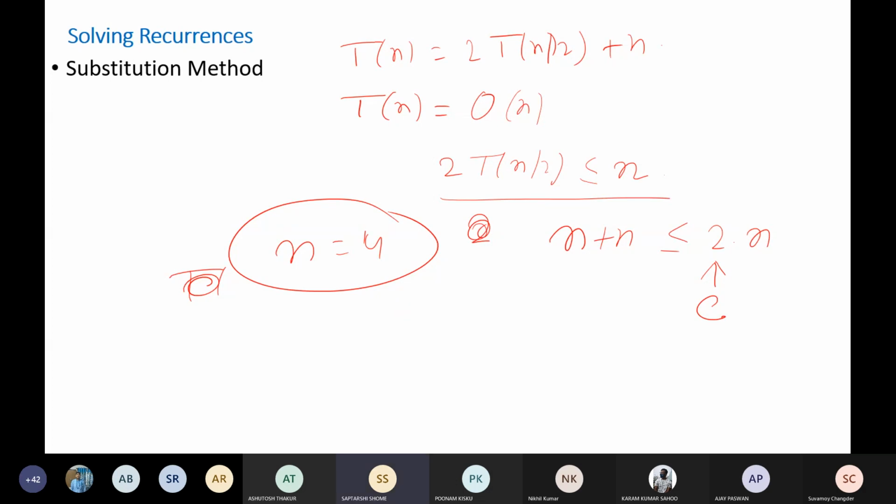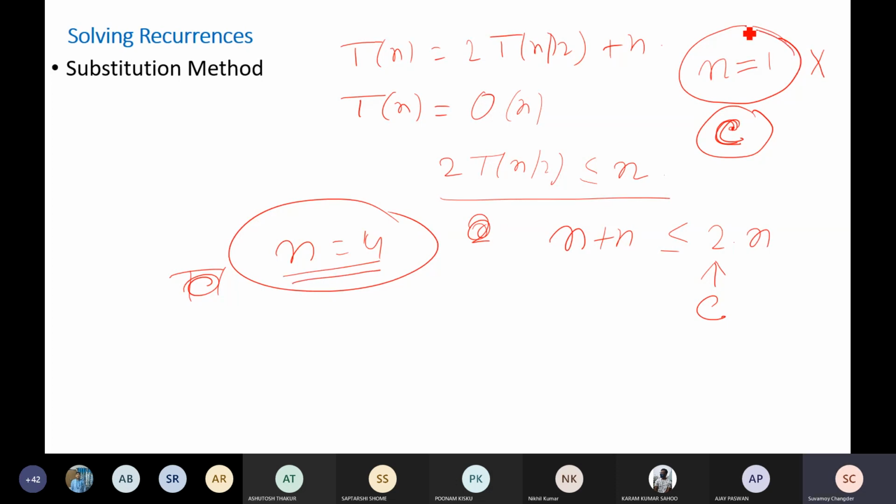So n by 2, floor value of n by 2 into 2 will always be lesser than 1. So for n equals to 1, this is not correct. Though we are getting one solution C, right? So this is not correct. Number 1. Similarly, later you please check for other values of n. So initially this is not correct.